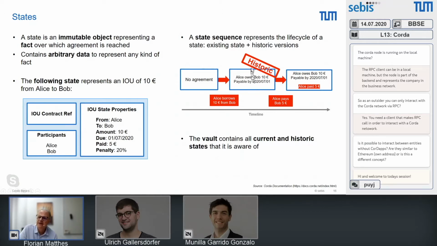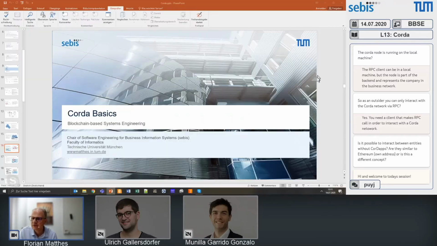This transition from no agreement to an initial agreement is then validated and signed by the parties and protected by the contracts. That's the first state transition. Then we have a second state transition, which takes this immutable value and produces a new value, which says that Alice owes Bob 10 euro. No, this should be wrong. This should be 5 euro.